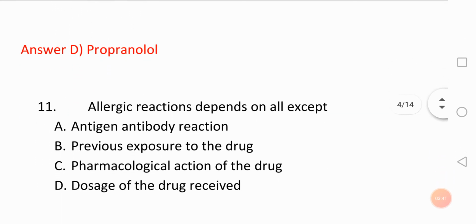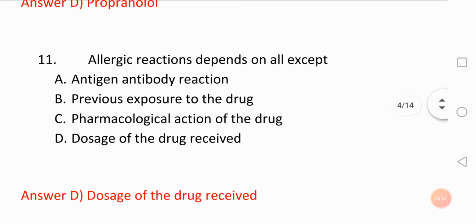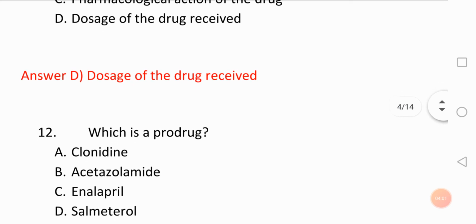And 11. Allergic reaction depends upon all except: A. Antigen antibody reaction, B. Previous exposure to drug, C. Pharmacological action of drug, and D. Dosage of drug received. And the answer is D, dosage of drug received.